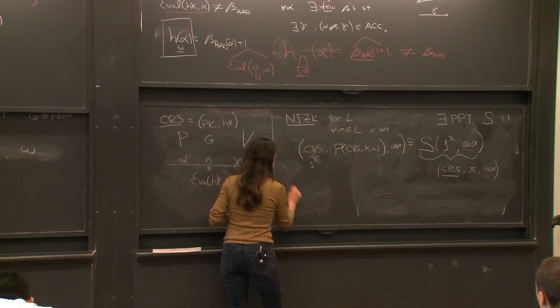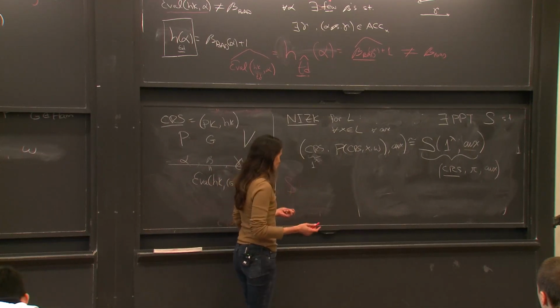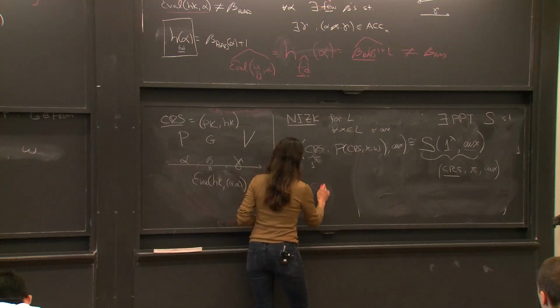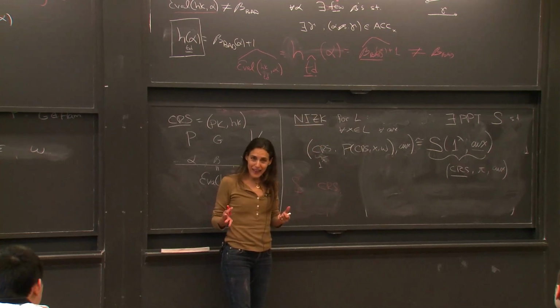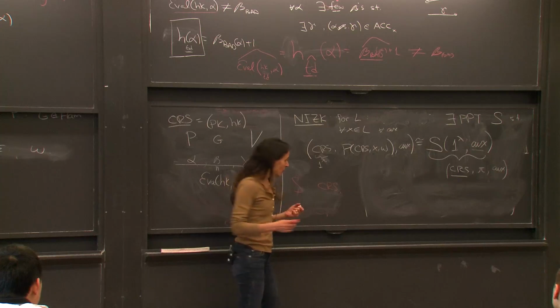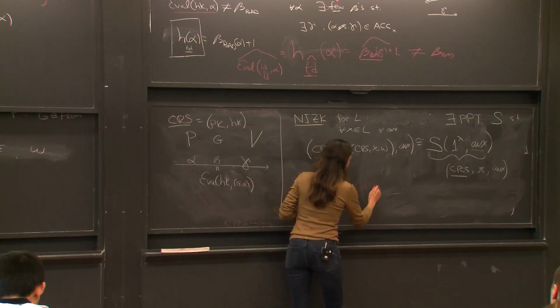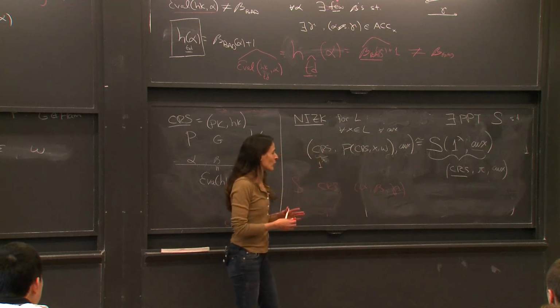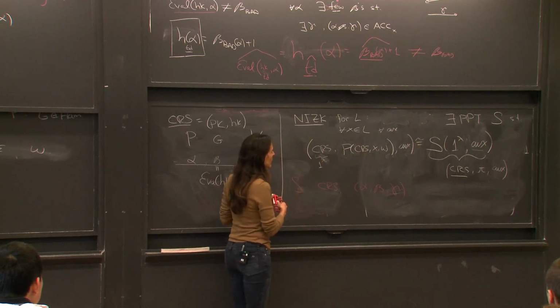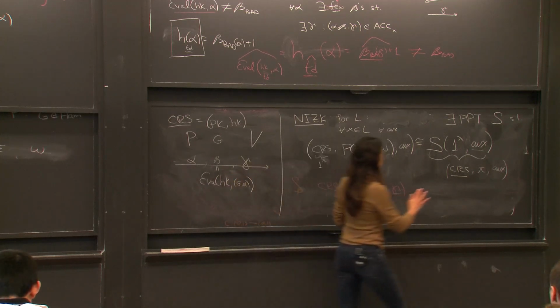So what does the simulator do? He needs to generate the CRS somehow. Okay, I can just generate a public key and hash key. But then I need to find alpha, beta, gamma accepting. So I guess first note, look, the simulator is given, oh, wait, he's given also x.